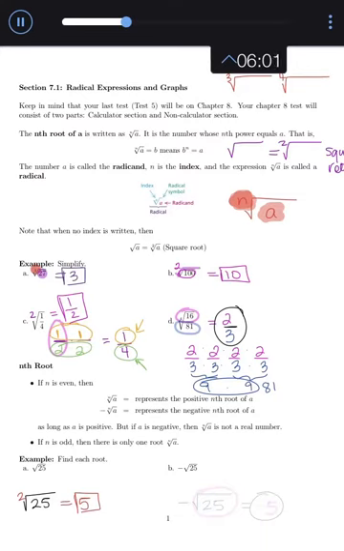On this next one, we've got negative square root of 25. So we're going to make sure we do the order of operations and look at what is the square root of 25 first, which is 5. And then we'll put our negative on at the end. So we'll get a negative 5. We're just putting the negative on at the end.